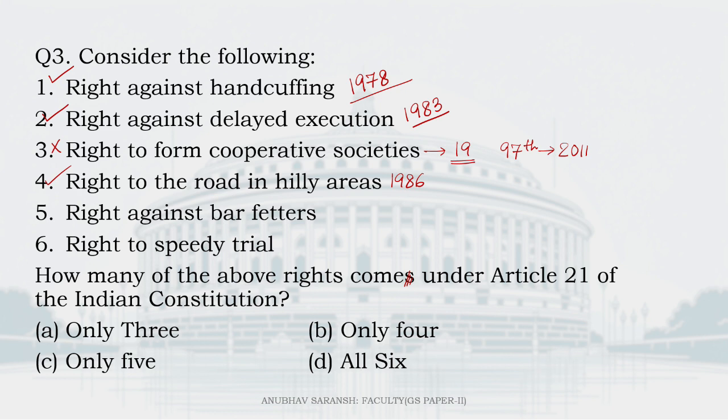Petition filed in Supreme Court, a writ petition where the Supreme Court had to issue orders that everyone in the jail has a right against bar fetters, being chained. No, that is not appropriate. And right to speedy trial, of course, the very, very famous, the mother of all PILs, as it is said, the Hussainara Khatoon case of 1980. So, how many of the above rights come under Article 21? So, 1, 2, 3, 4, 5. Only 5. C is the right answer.